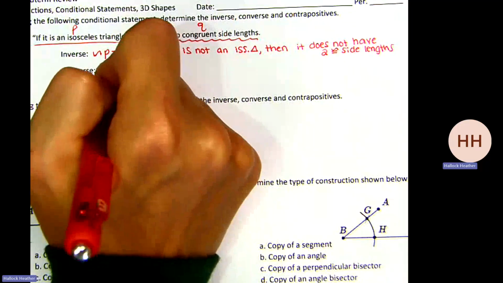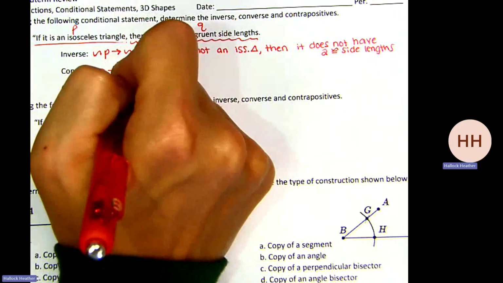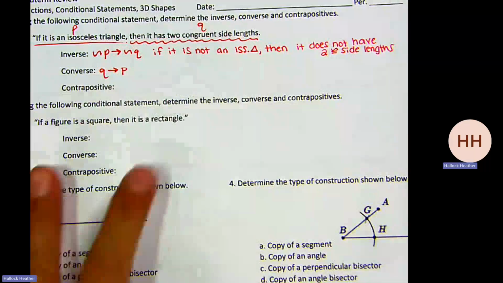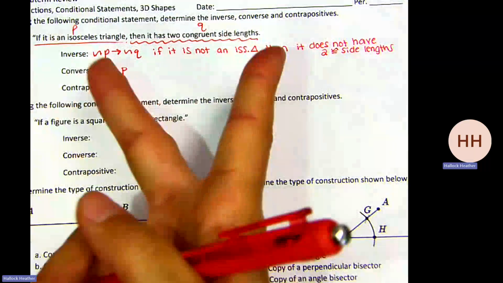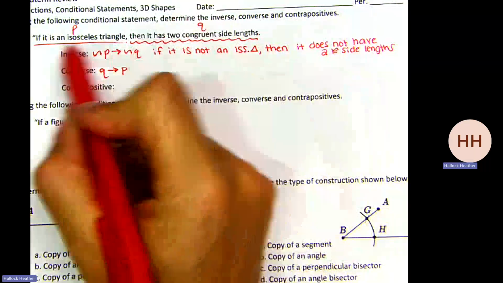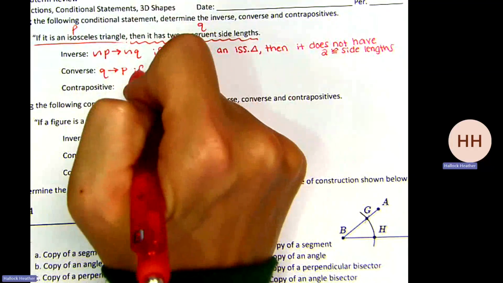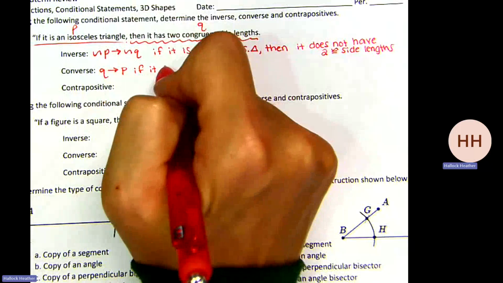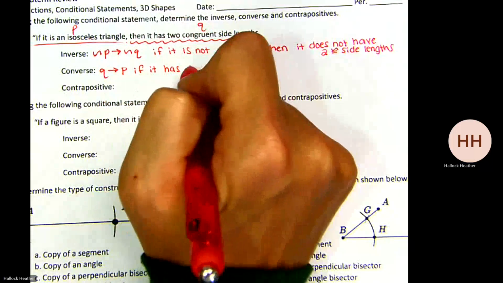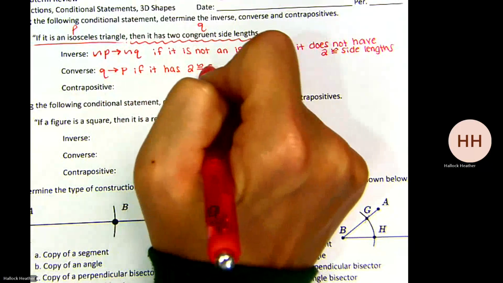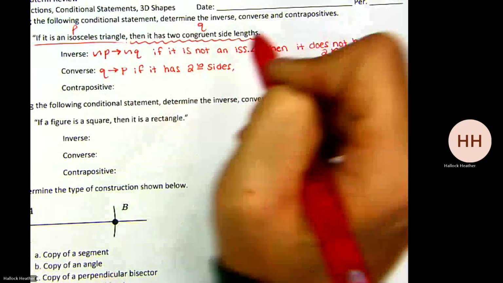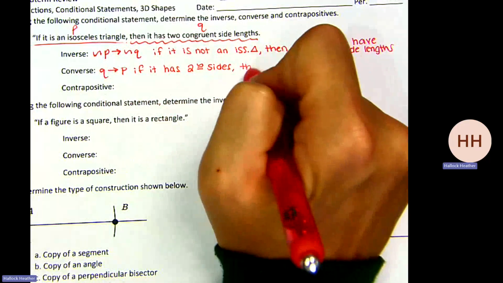The converse is switching or flipping the sentence. So it's putting Q first and then P. So it's literally taking my sentence and flipping the meaning. Instead of this being in the back, it's going to be in the front. This part in the front will be in the back. So I'll say, if it has two congruent sides, then it is an isosceles triangle.